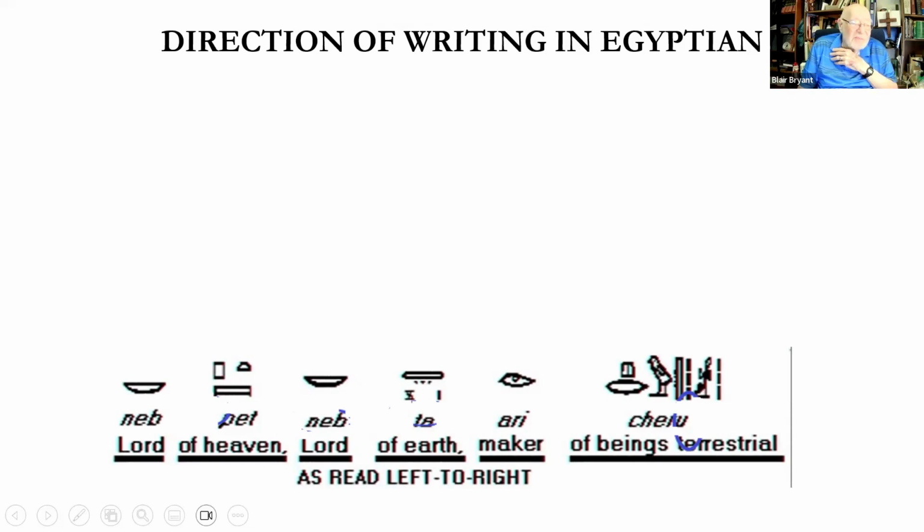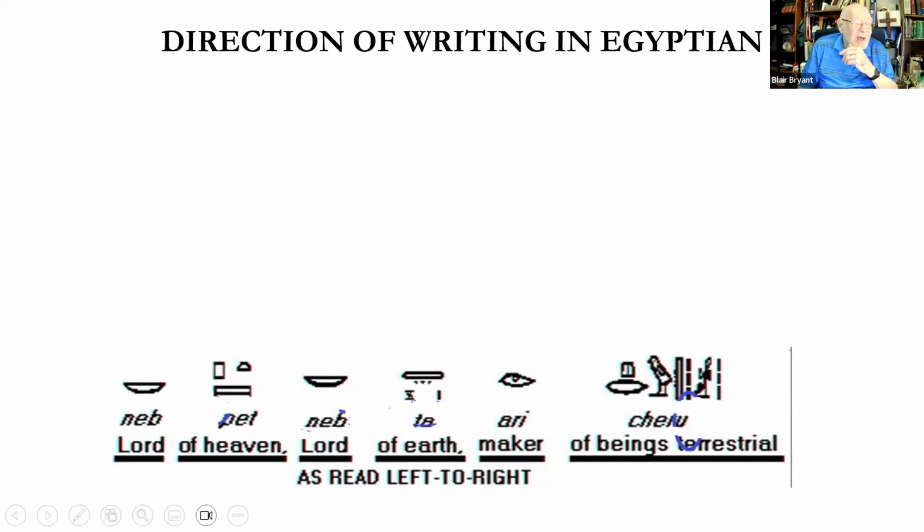Now, the Egyptians called this Neb, and this was Pet. Neb, Pet, Neb, Ta, Ade, Cheru is what the Egyptians would have said. But here was this character. There was Neb, both identified as Lord, maker of everything.